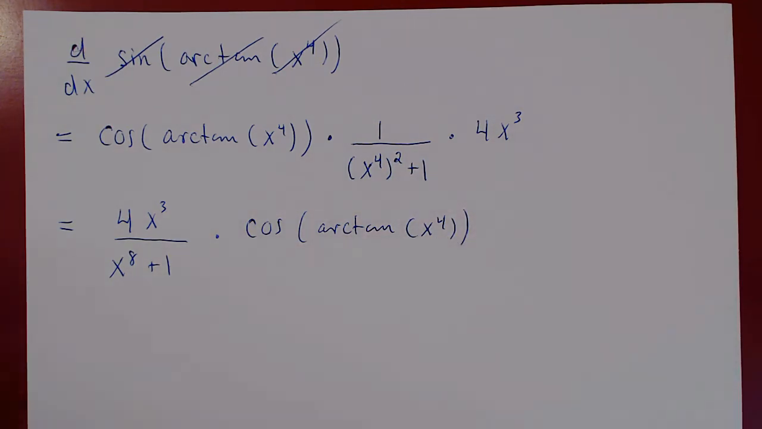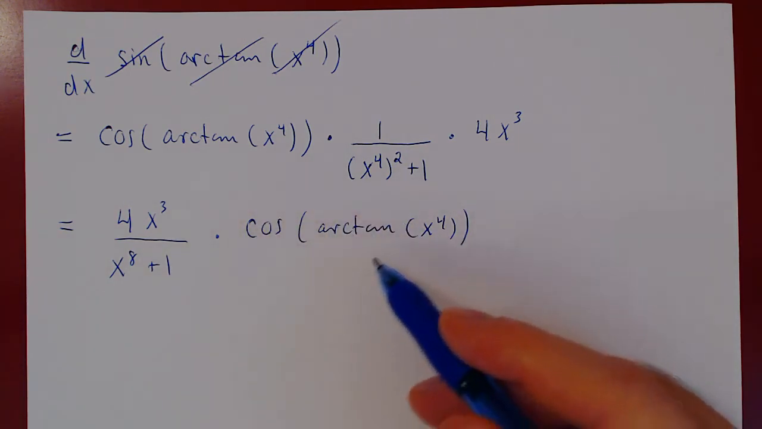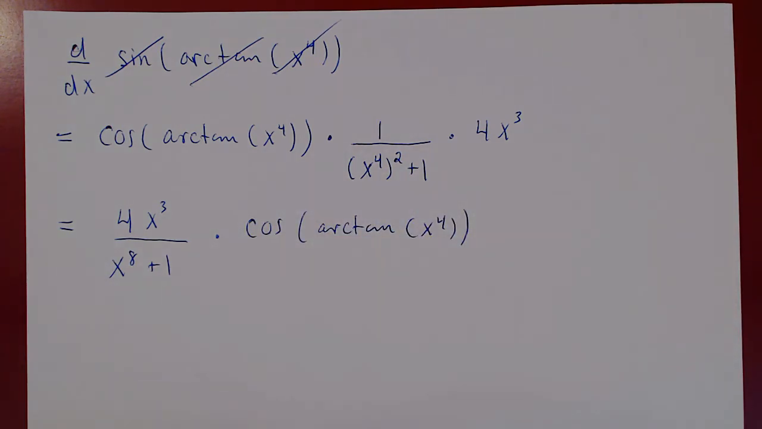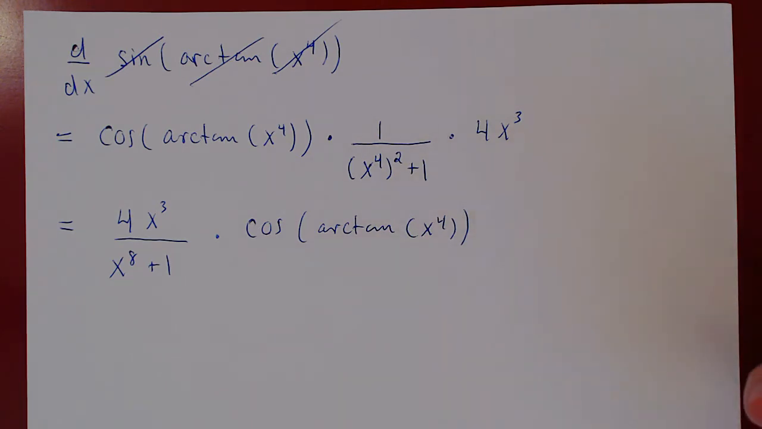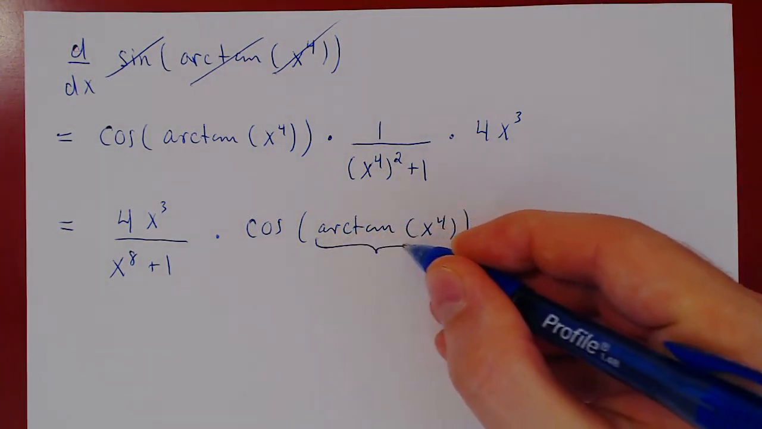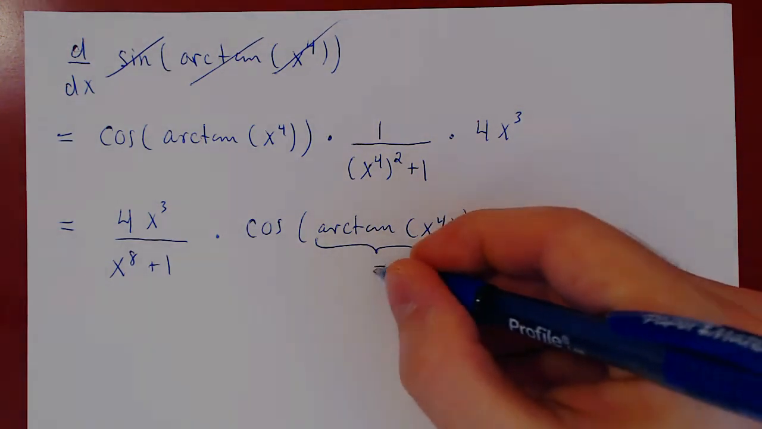Every time you're left in the end with a trigonometric function of an inverse trigonometric function, you can always simplify a great deal. All we have to remember is, well, what is an inverse trig function? If you recall, a trig function takes an angle and gives a ratio of sides. Therefore, an inverse trig function takes a ratio of sides and gives you an angle. So an inverse trigonometric function of anything is always an angle. Let's call this theta.